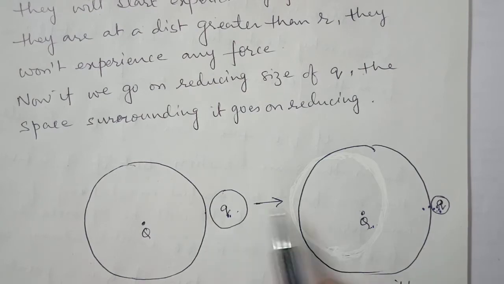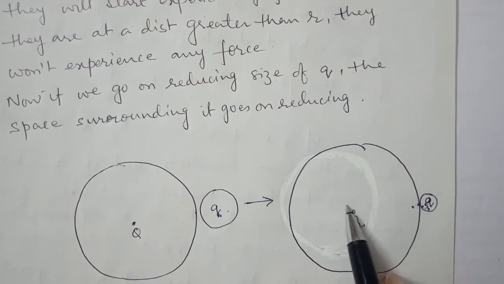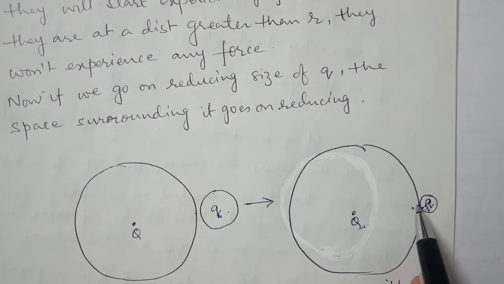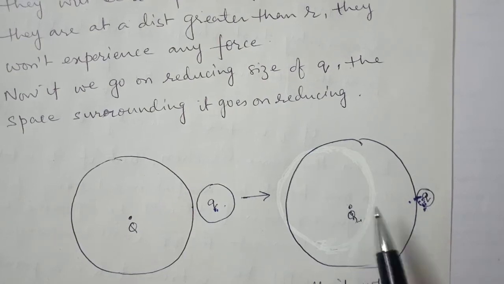If I go on reducing this charge further like this, now what we can see is the field is extended up to this region. The charge is here. This distance is negligible. That means I can consider that soon as the charge enters this field, it will start experiencing force. Now I can call this the test charge. So my test charge has to be a very small charge. It is testing the field of this source charge.